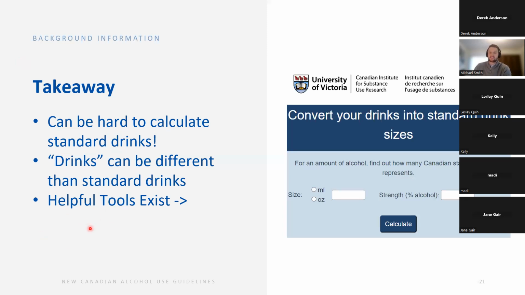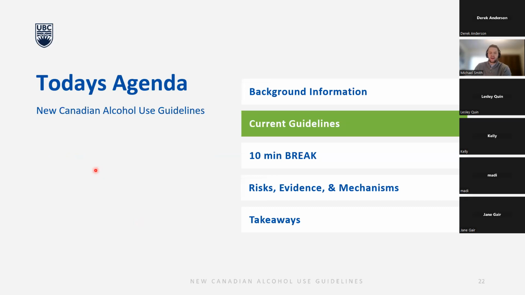However, the big picture here is that it's important to understand that not all drinks are standard drinks. So when you're looking at the guidelines and counting your drinks based on that, it's important to keep that in mind. If you're curious for more information that can help you track your intake, UVic, in collaboration with the Canadian Institute for Substance Use Research, the CISUR, has created a great resource for calculating standard drink equivalents. The link to this website will be included in the resource form at the end of the lecture. Okay, so we've done some good background information, and now we're going to get into the current guidelines themselves.